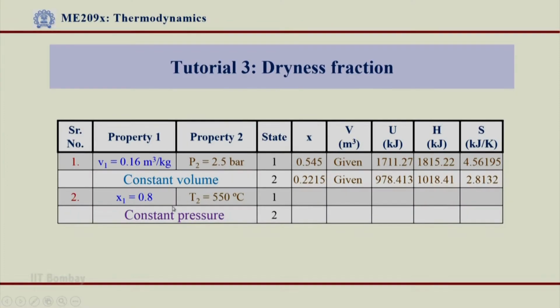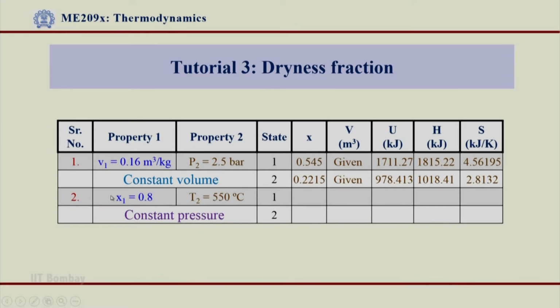So, having done this problem now, let us do one more problem in order to get complete understanding of how to calculate during a process what parameter changes. Okay. So, let us come to problem number 2, where P1 again is the same as what was given, 6.5 bar. The value of x1 is given.